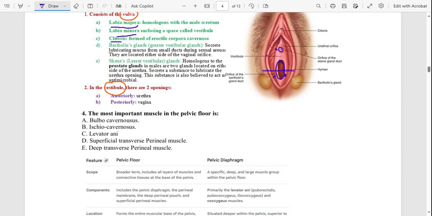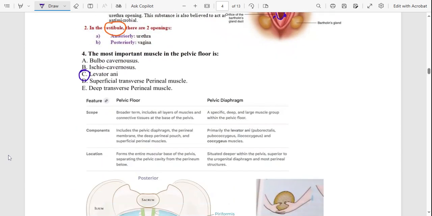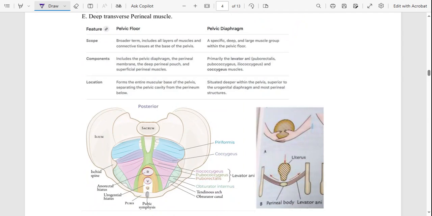Hope that makes sense. And then question 4 is saying the most important muscle in the pelvic floor is: bulbocavernosus, ischiocavernosus, levator ani, superficial transverse perineal muscle, or deep transverse perineal muscle. We had mentioned this one on the previous question. Which one is the most important muscle of the pelvic floor? Yeah, thank you so much, Doc. The levator ani.